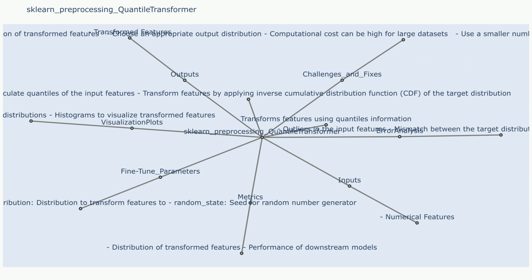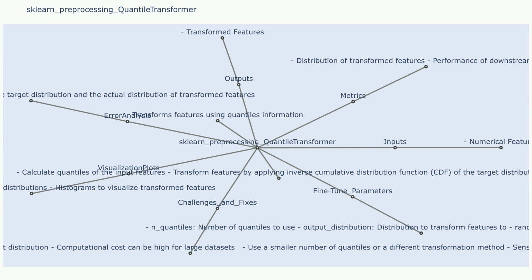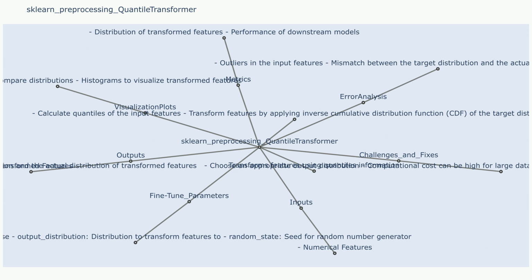Visualization plots. Histogram plots comparing the histograms of the features before and after transformation can illustrate the change in distribution. Probability density plots, plotting the probability density functions of the features before and after transformation, can further highlight the transformation's impact.